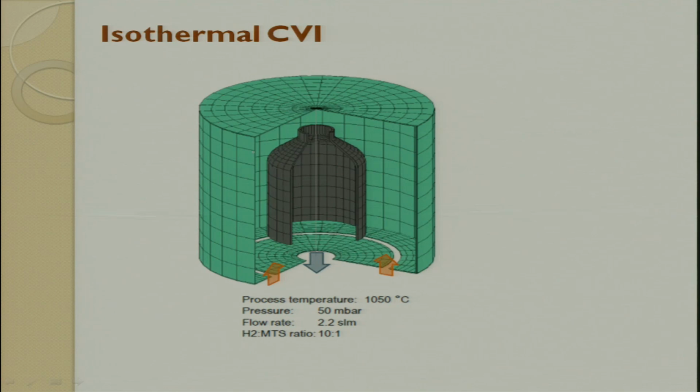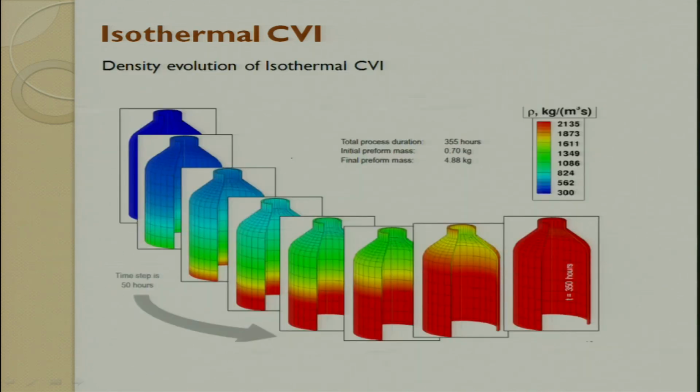So, this is an isothermal CVI. You have a process temperature of 1050 degrees Celsius, the pressure is 50 millibar, the flow rate is 2.2 SLM, and the H2 to MTS ratio is 10:1. Here, this is an isotherm, we push gas inside the furnace and we start using it.